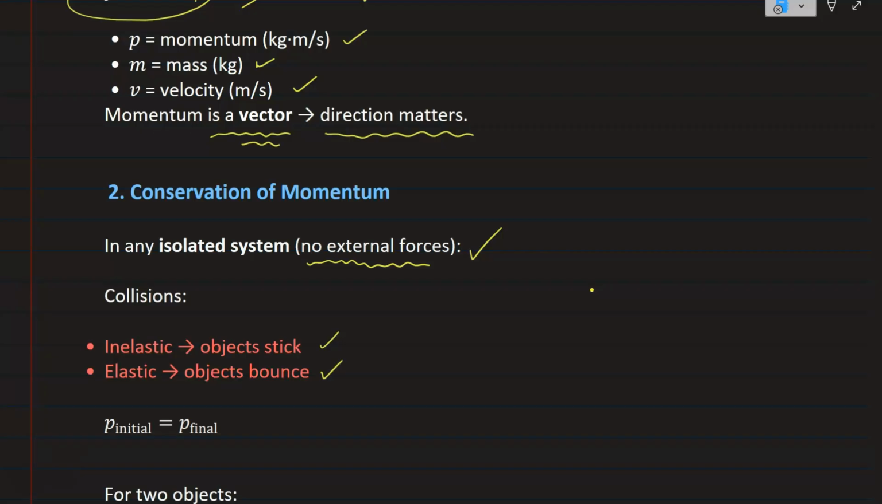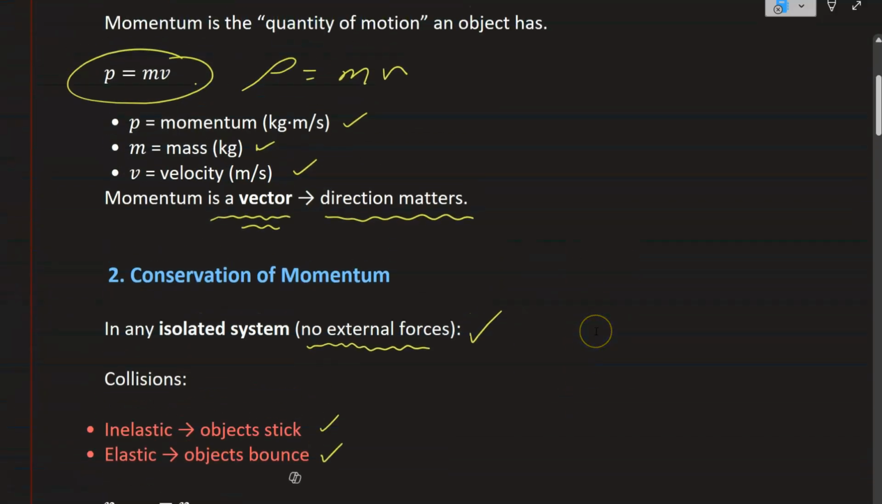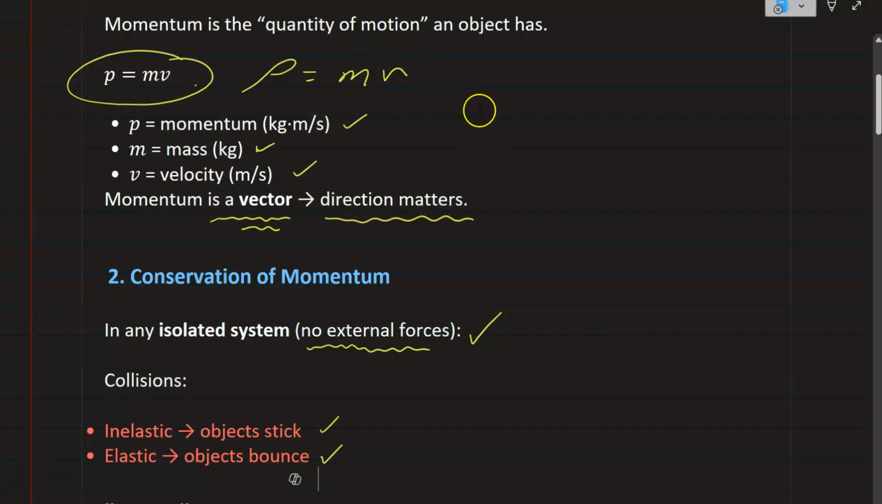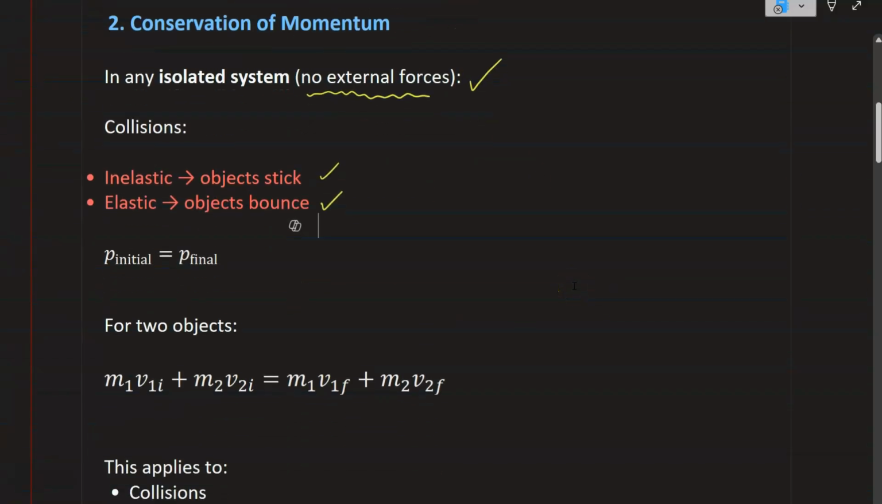Now remember that momentum is, again, the quantity of motion. The conservation of momentum, based on these two definitions of collisions, is that the momentum before and the momentum after a possible collision or explosion or anything else has to be the same in an isolated system.